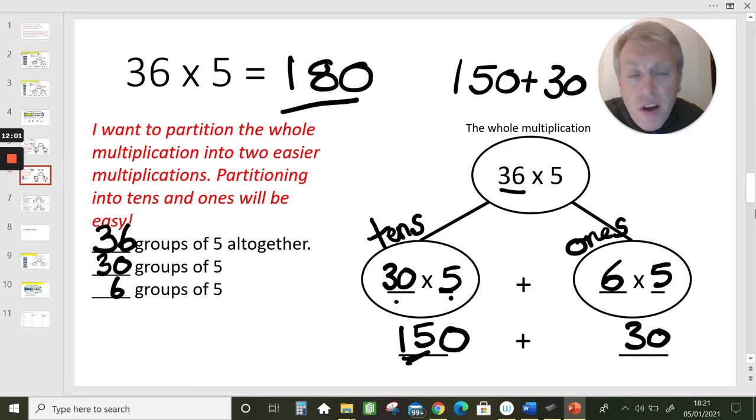36 times 5. Not too bad, I think. Can you see how when we've got a number much bigger than our times table, we can split it into the 10s, 36, 30 and 6, remembering that we're really counting groups of the other number. 30 times 5, add 6 times 5. So, let's have a go.